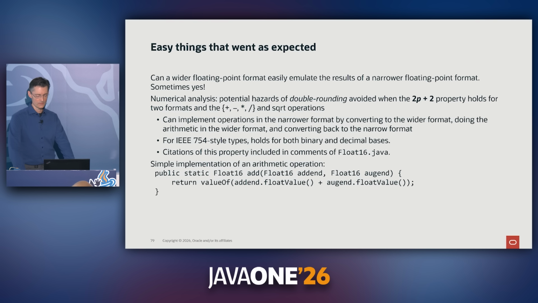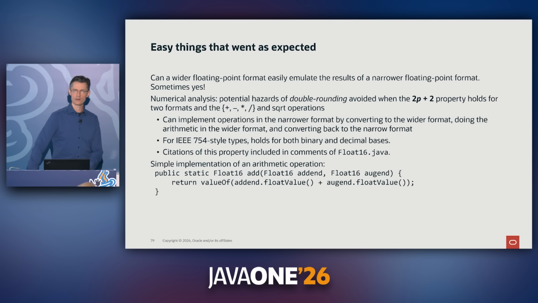And that holds true when the wider format has twice the precision plus a little bit more. You get two more digits. By design, the different formats in the IEEE standard have this property, so we can use the float format to implement exactly the arithmetic of Float16. So the implementation of the Float16 add operation just takes both operands, converts them to float, which is pretty straightforward, does the arithmetic in float, which is built into the platform, and then converts back to Float16. And that gets exactly the same result as you would get doing the Float16 work directly.